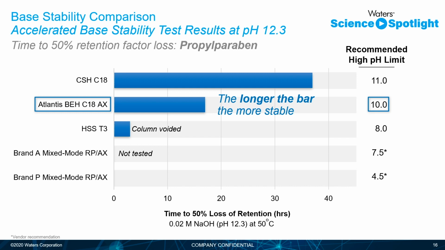When we compare it to our CSH C18, which is built on our BEH 130 angstrom particle, you can see that the stability is a little bit less, and that's due to the fact that the Atlantis Premier BEH C18 AX is built on the 95 angstrom base particle, which has more surface area. In looking at some competitive columns that are out on the market, those were not tested at high pH, and the reason being so is that most of the mixed mode columns out there are based on silica-based particles and cannot operate under the elevated pH conditions that I'm showing here.